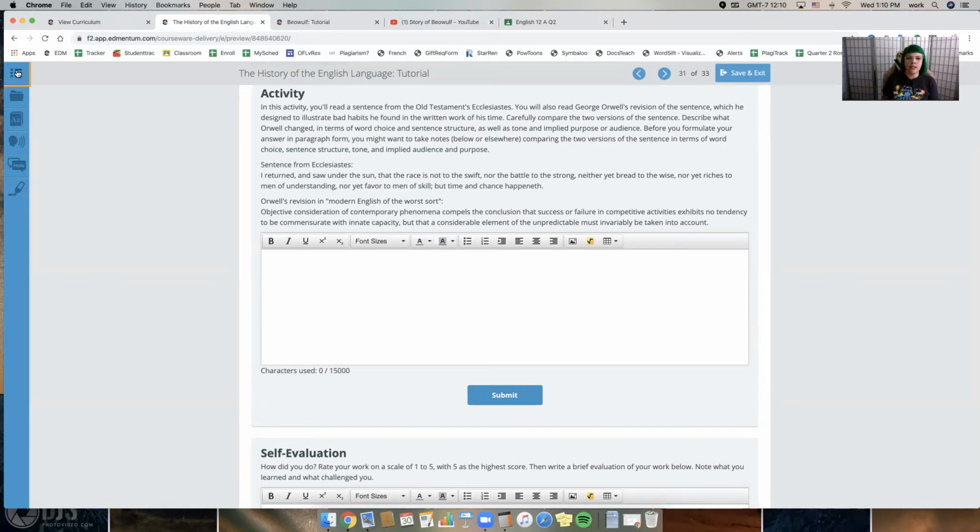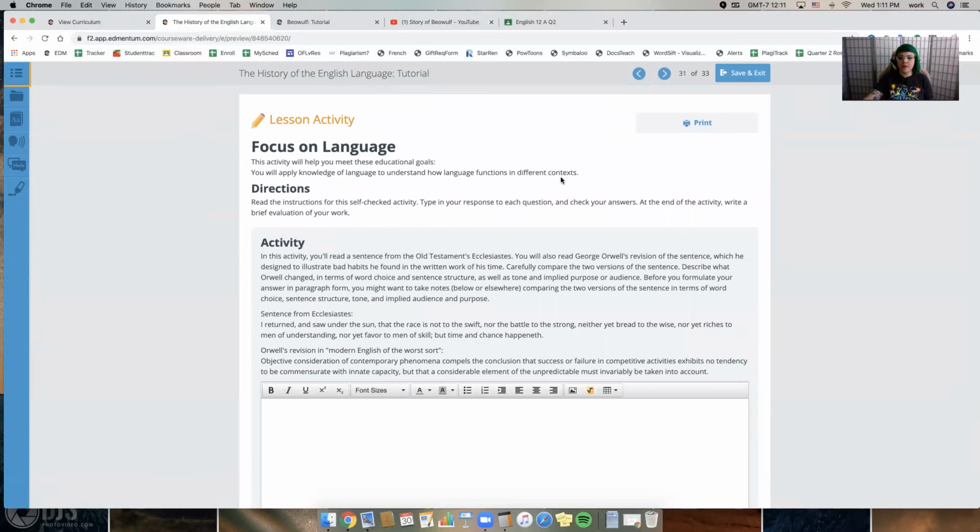And then definitely the audience and then the purpose. So the purpose is that people would understand that time and chance give things to people. It's just like, good things will happen, bad things will happen. That's just what it is. But the other one is big flowery language. All right, so that covers the history of the English language tutorial.